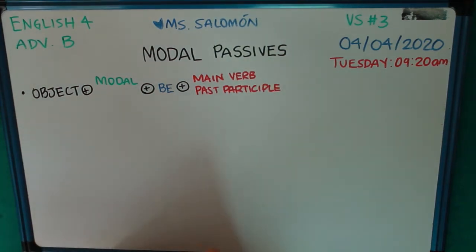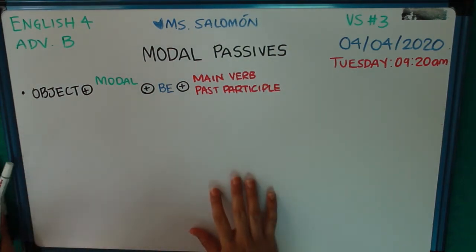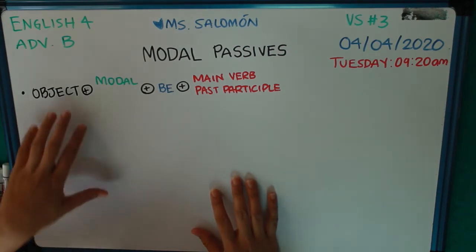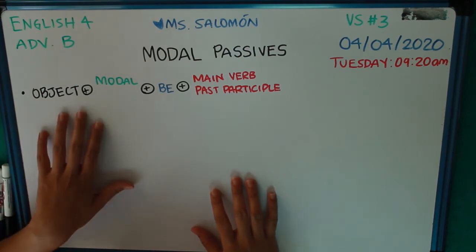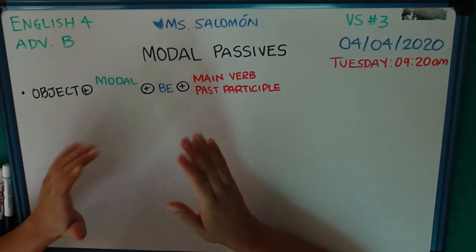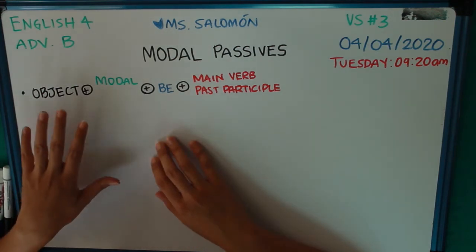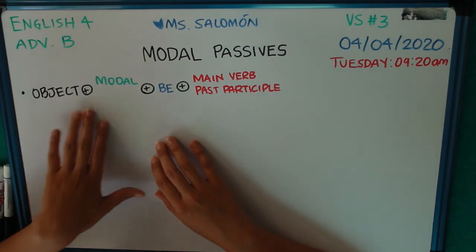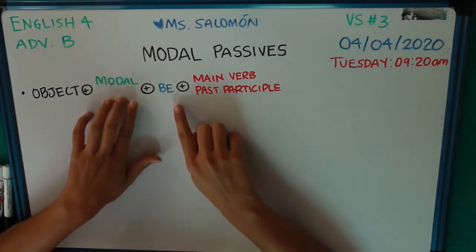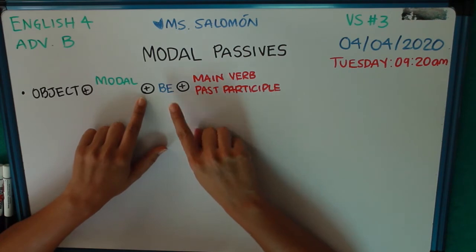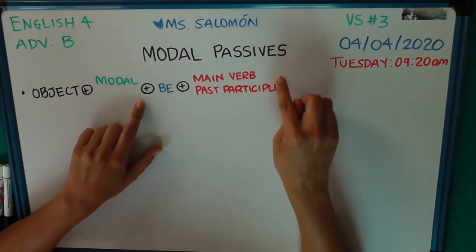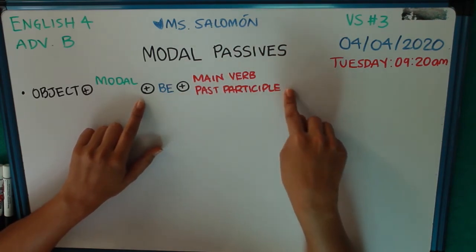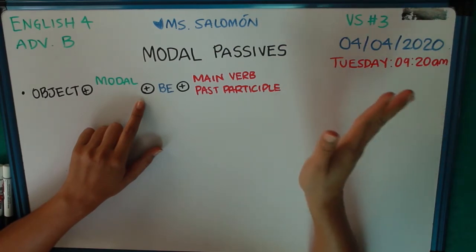So this is the structure. If you remember from the previous sessions, whenever we choose to use passive voice, we would start with the object. Then, in this type of sentences, specifically in modal passives, we would start with the object, followed by the modal verb we choose, then by the verb to be, and finally, the main verb in past participle. And if necessary, the rest of the sentence.